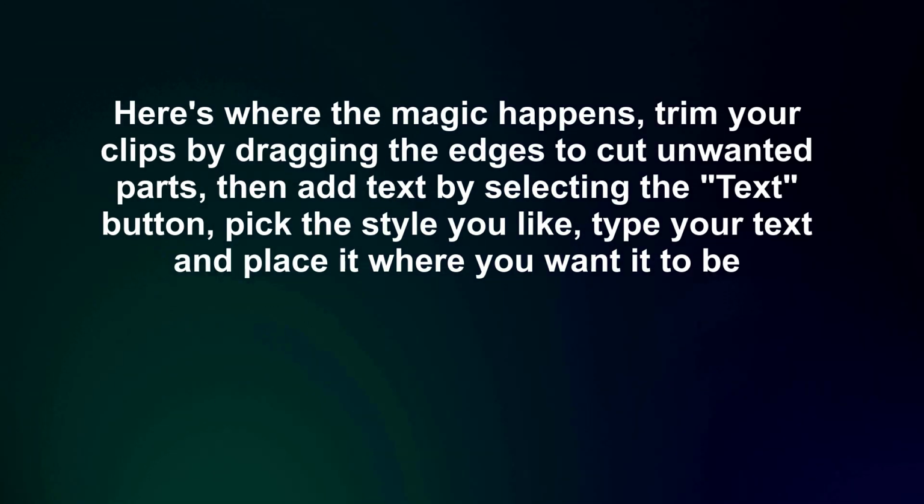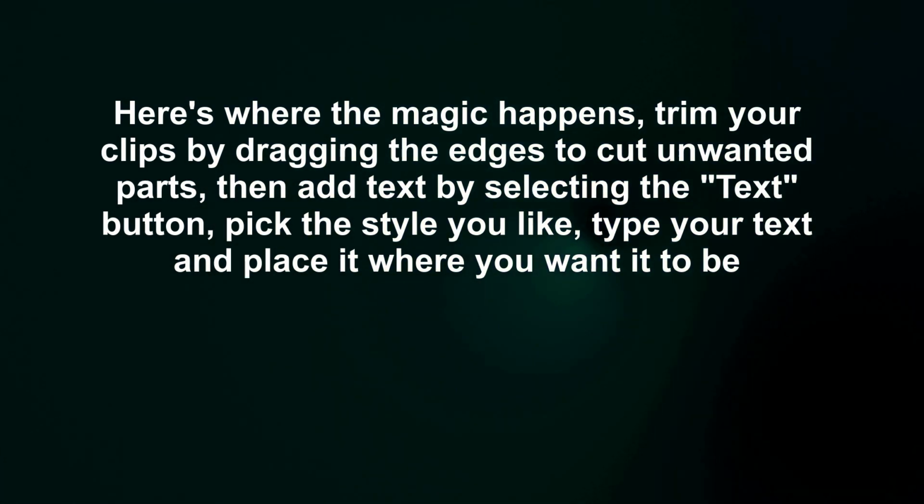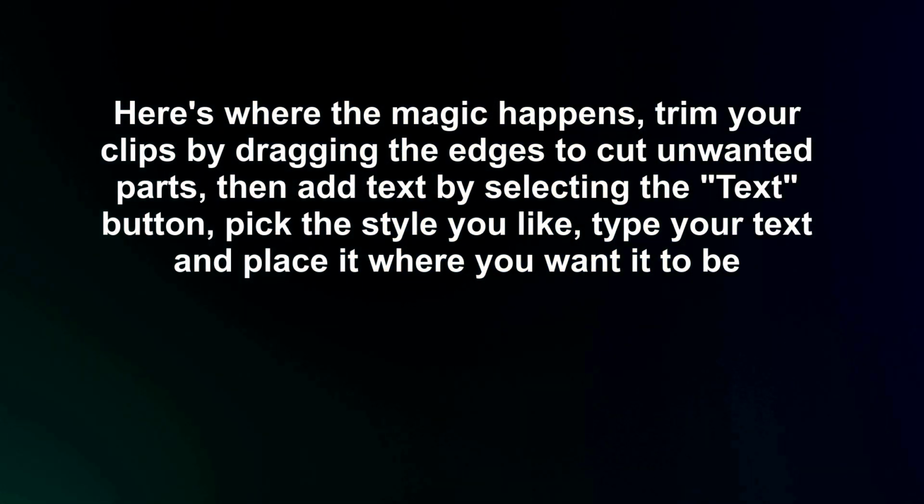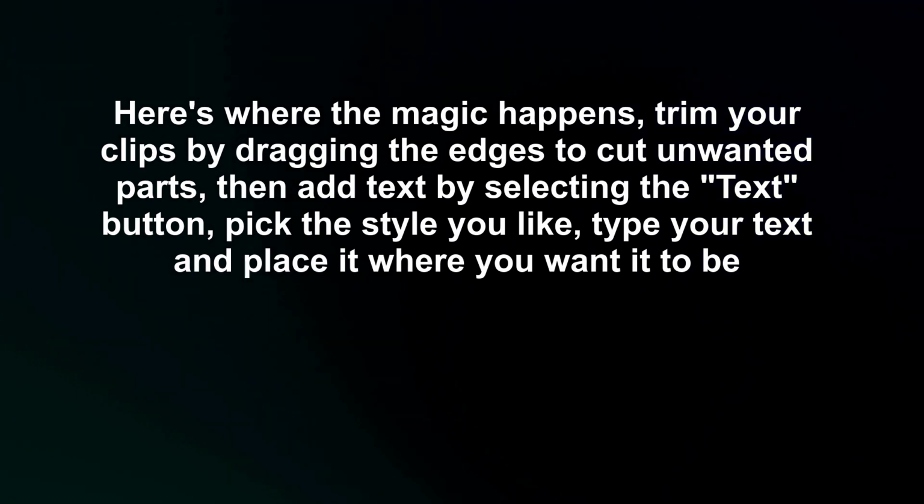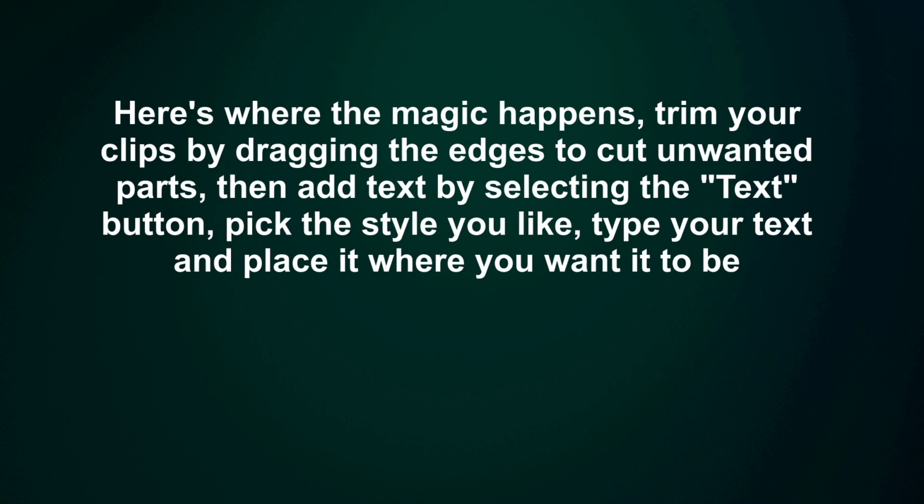Trim your clips by dragging the edges to cut unwanted parts. Then add text by selecting the text button. Pick the style you like, type your text and place it where you want it to be.